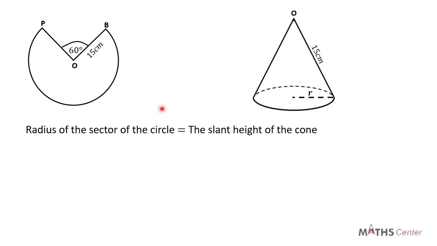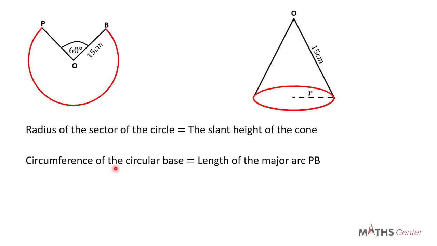Now let's consider this. When we fold the sector to form the cone, the arc PB will form the circular base of the cone. So we can say that when this sector is folded to form the cone, the circumference of the circular base will be the same as the length of the major arc PB.